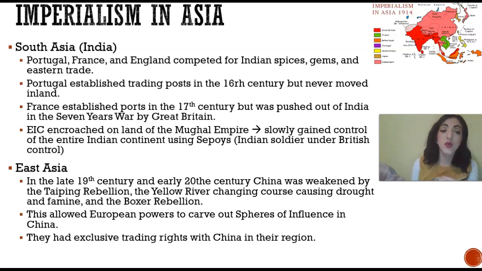They slowly gained control of the entire Indian continent by using sepoys. Sepoys are Indian officers or Indian soldiers, but they are under British control. Kind of like Janissaries in the Ottoman Empire, kind of, but not 100% like that. Then you have East Asia.